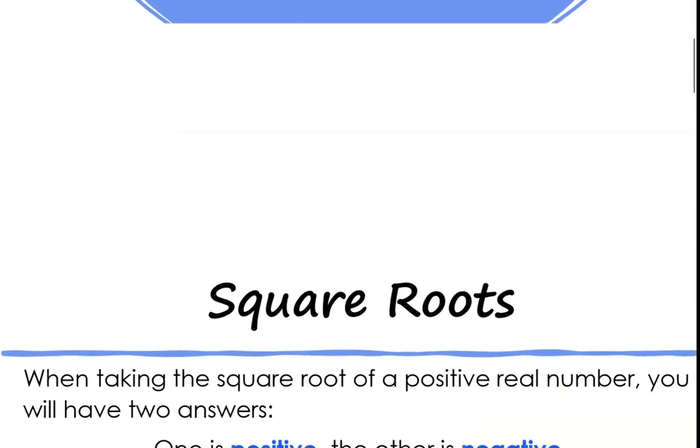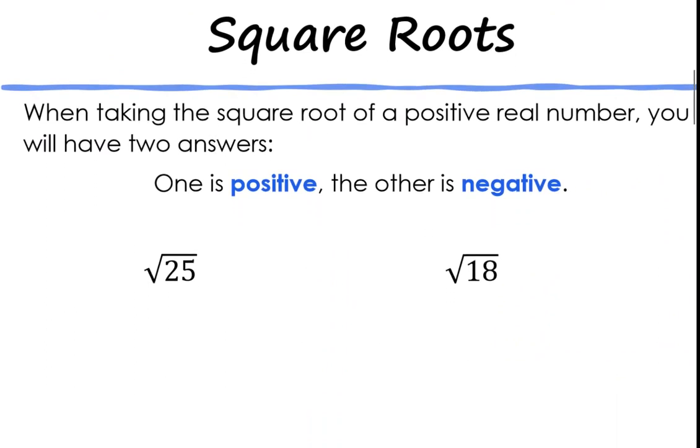Before we go into actually solving, let's review square roots. One thing that you need to remember is that when we are taking the square root of a positive real number, you will have two answers, okay? You will have a positive answer and a negative answer. So there's going to be two numbers that are going to be your solutions here.